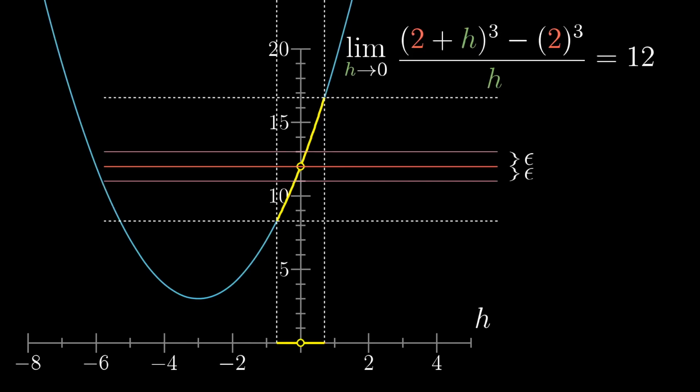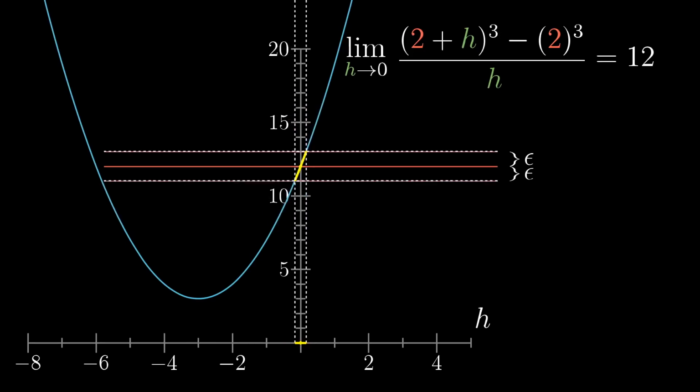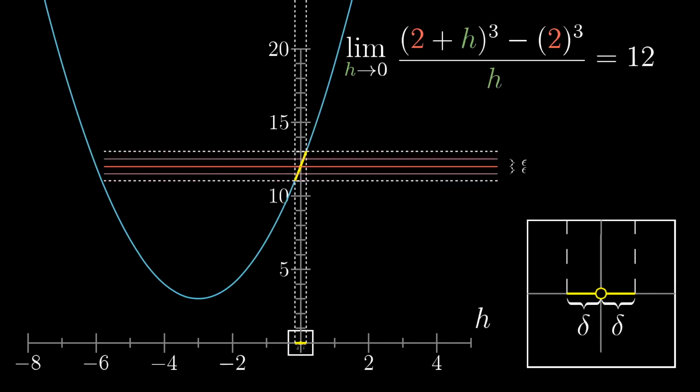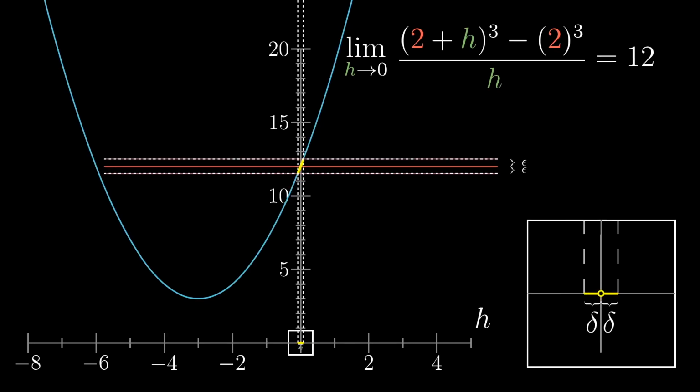And the intent here is that this distance epsilon is as small as you want. What it means for the limit to exist is that you will always be able to find a range of inputs around our limiting point, some distance delta around 0, so that any input within delta of 0 corresponds to an output within a distance epsilon of 12. And the key point is that that's true for any epsilon, no matter how small. You'll always be able to find the corresponding delta.